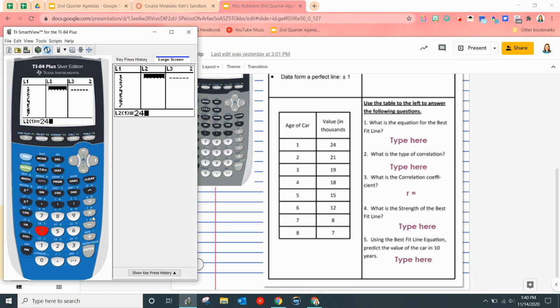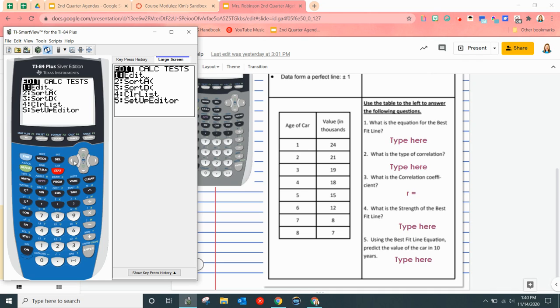Now on the other side, I'm going to enter my Y values. Notice these are in thousands, so it's 24,000, 21,000, 19,000, 18,000, 15, 12, 8, and 7,000. I have my values in. Now I go back to Stat, and I go over to Calculate, and I want to choose option 4. I'm just going to hit the 4 on my calculator. Then I'm going to go down to Calculate, and hit Enter.